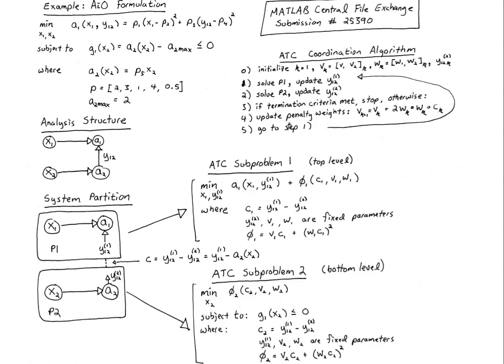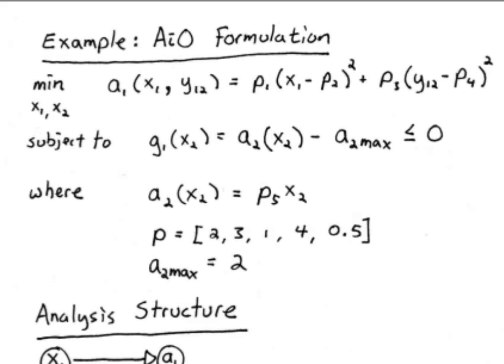Now let's have a look at the details of implementing ATC. We'll start with a quadratic program as a simple example to demonstrate how to formulate and solve an optimization problem using ATC. Here is the all-in-one, or MDF, formulation of the example problem. We want to minimize the objective function a1 with respect to the two design variables x1 and x2, subject to a linear constraint, g1. All the parameters for the problem are defined below.